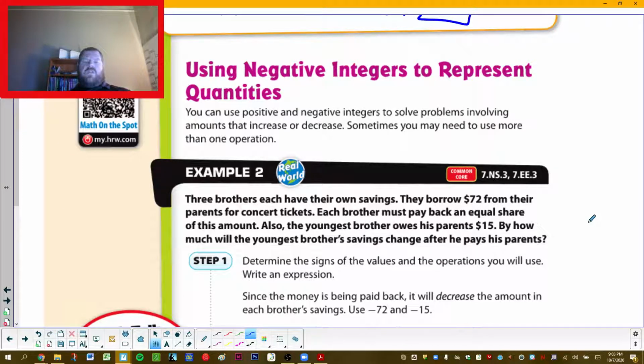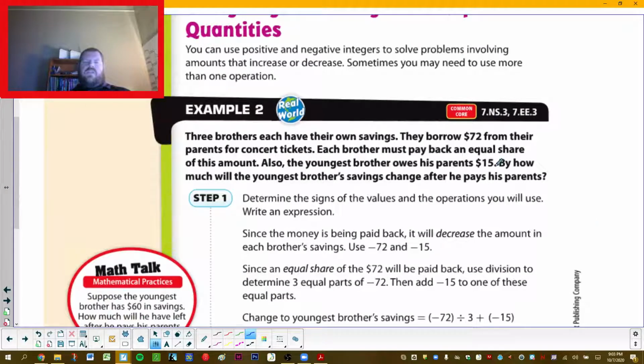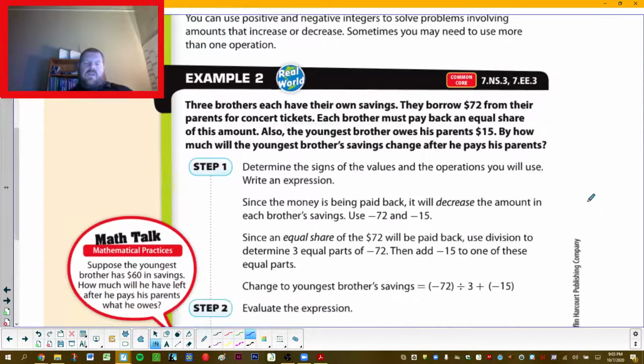So we are worried about that youngest brother, the one that owes the additional $15. So we set the problem up. We're looking at signs. We know that everything's going to be negative because we're looking at his account, how much his account is going to change, not how much money the parents are going to get. Now, the tricky part is, if we find out how much that brother owes the parents, you can just make it negative, and that's how his savings account changes.